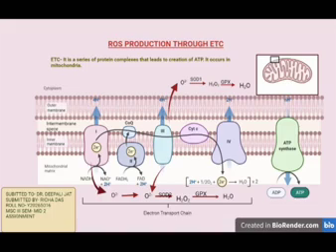So this is how the ROS production occurs through electron transport chain in mitochondria.